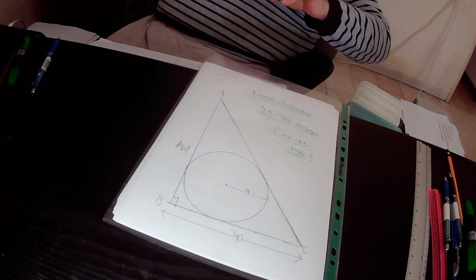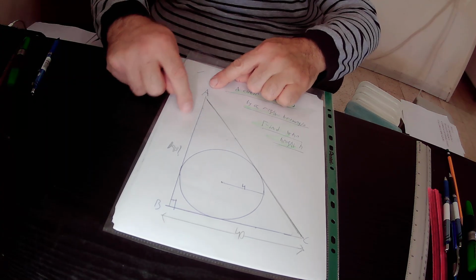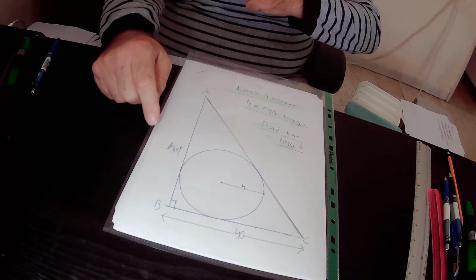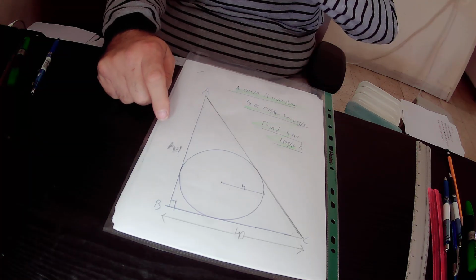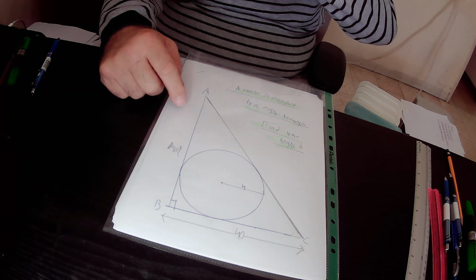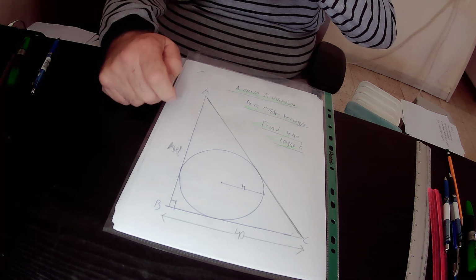In the first question, our task is to find out the length of side AB. So we can define this as the height of this right triangle ABC. So we have to find out the length of side AB. This equals H.